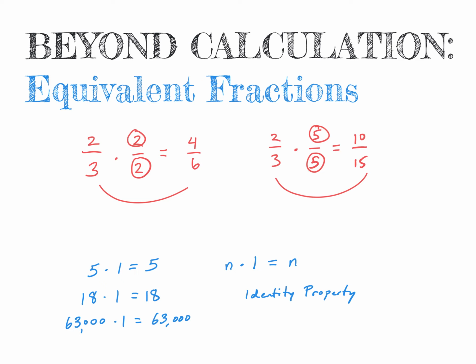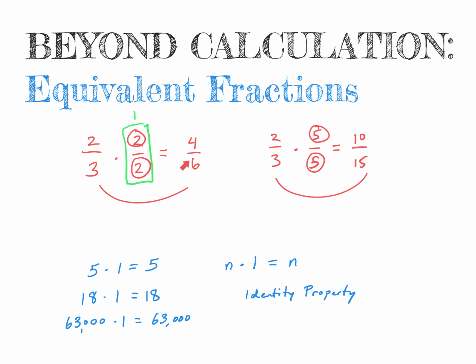So if we look back at our fractions, what we're really doing here when we have 2 over 2 is equal to 1 whole, because 2 divided by 2 equals 1. So what we really just did here is we multiplied 2/3 times 1 whole, and if we multiply 2/3 times 1 whole, the identity property says that we will get the same number we began with. 2/3 times 1 equals 2/3.